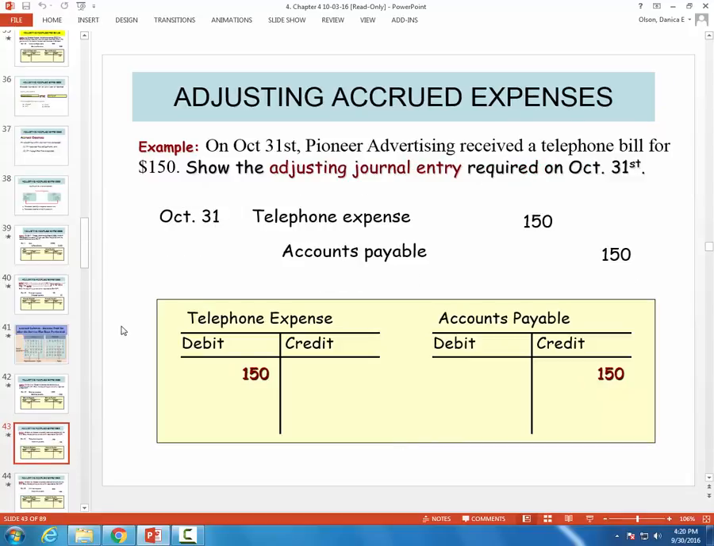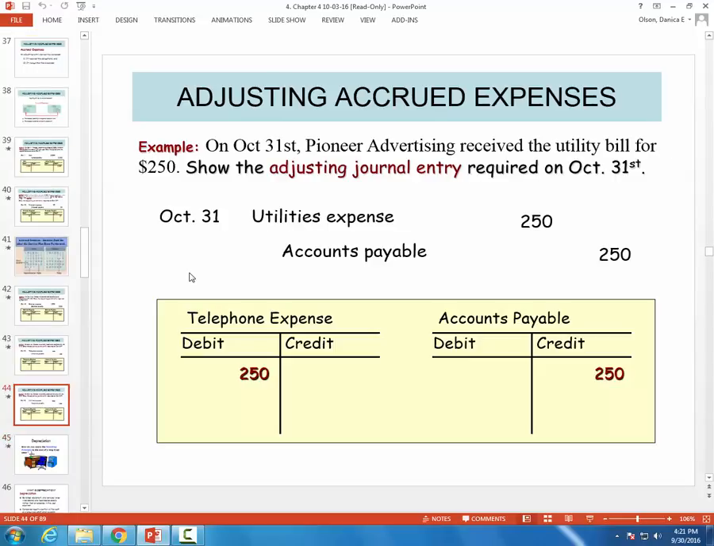When a company receives a bill at the end of the month but doesn't pay it until the following month, the expense needs to be recorded. In this example, we receive a telephone bill for $150. Therefore, we need to debit our telephone expense for $150. We promise we'll pay it later, so we need to credit accounts payable. Telephone expense is increasing. To increase, we do a debit. Accounts payable is increasing. To increase, we do a credit.